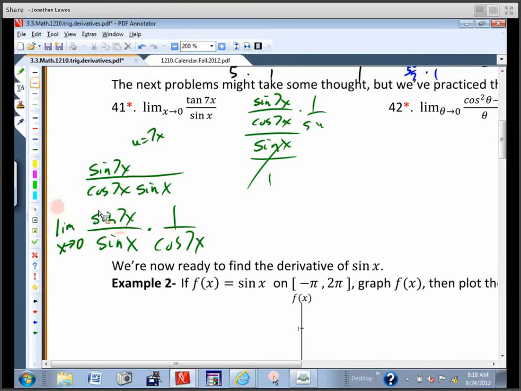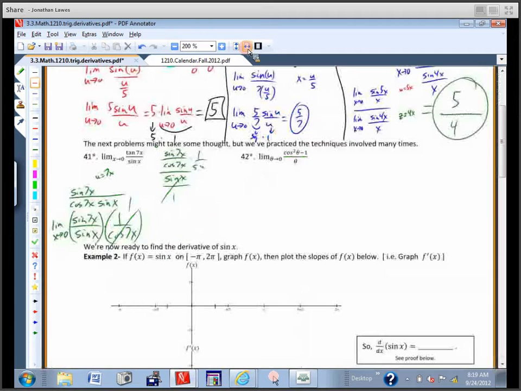So I'm going to keep this stuff, and then I want you to think about this right here. What is this? What do you get when you plug in a 0? 7 times 0 is 0. Cosine of 0 is 1. 1 over 1. This whole thing right here is just a 1. So the final answer for this limit is entirely dependent on what this one is. And remember what we ended up with before.